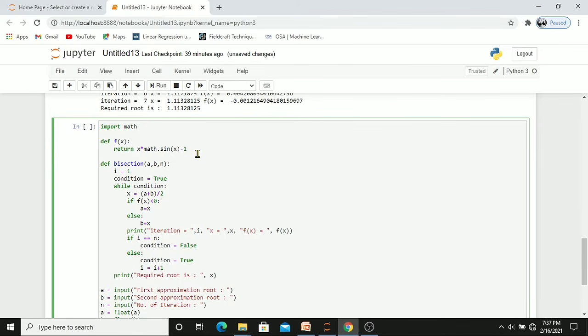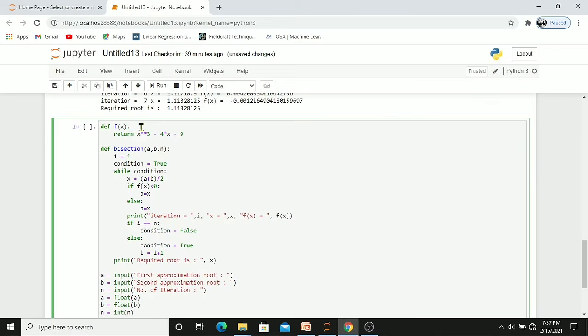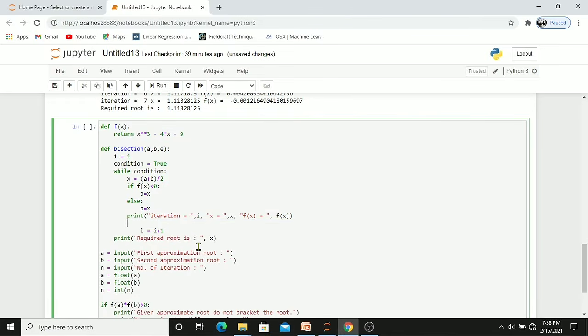The function is x cube minus 4x minus 9. So I am going to define it here. The function is x cube minus 4x minus 9, right? And there is no need of the math library, so I am going to erase it. And now we are not working for the number of iteration, we are working for the defined error. Okay, so this change I am going to use here. Now again, because we are not working for the number of iteration, there is no use of this.